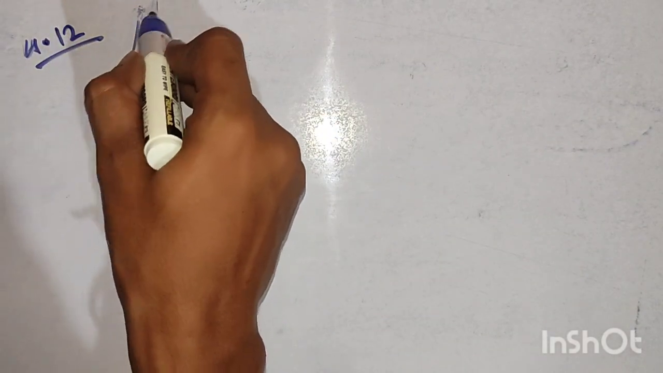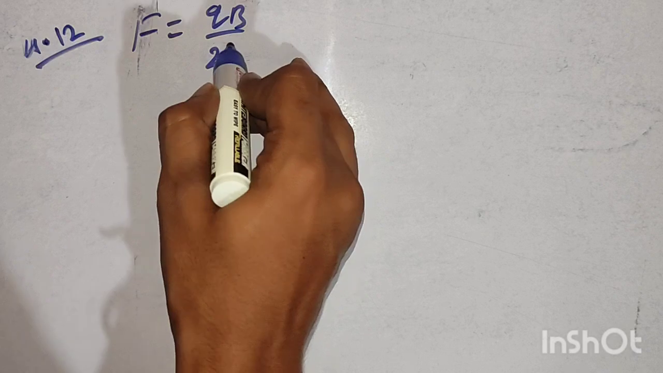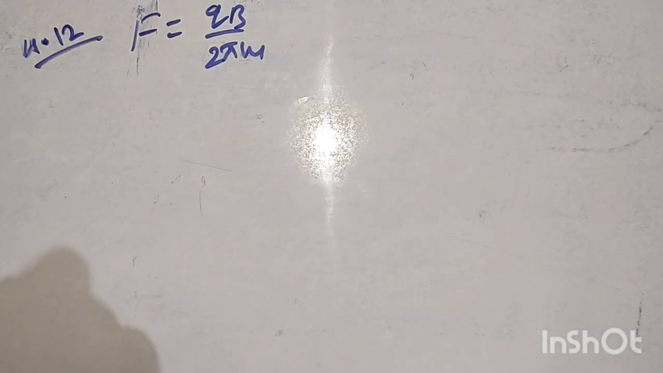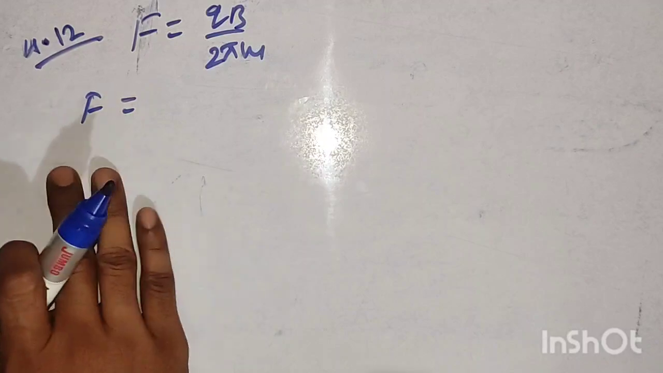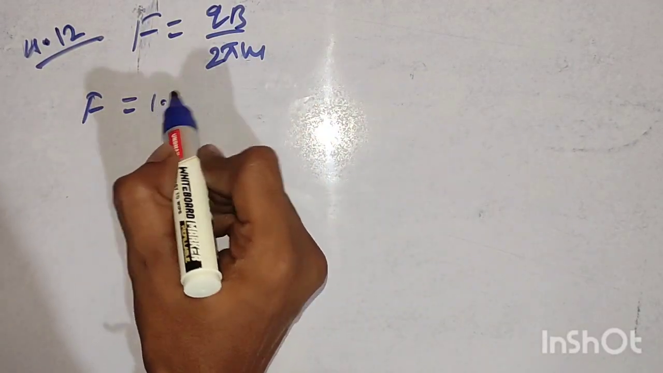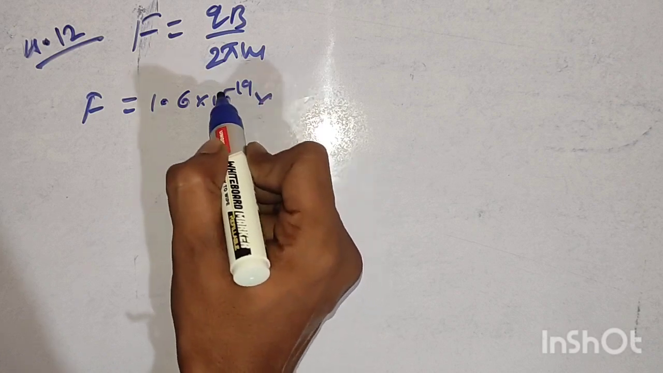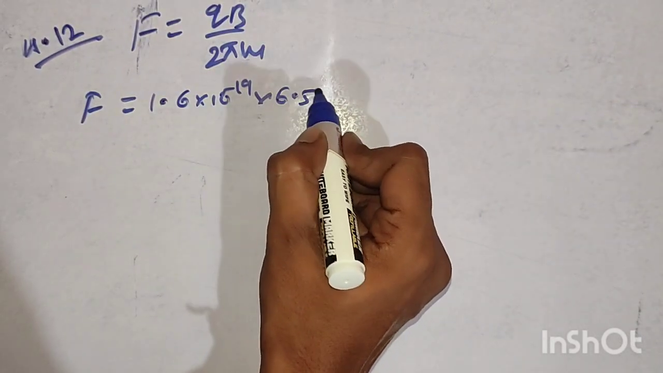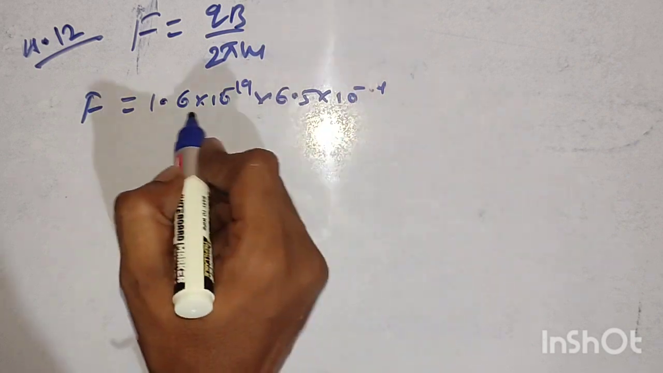Here the numerical is 4.12. Here, 2 pi m. Although they have given the q value, we have to calculate the force. The charge value, q value, is 1.6 into 10 to the power of minus 19. The magnetic field is 6.5 into 10 to the power of minus 4.